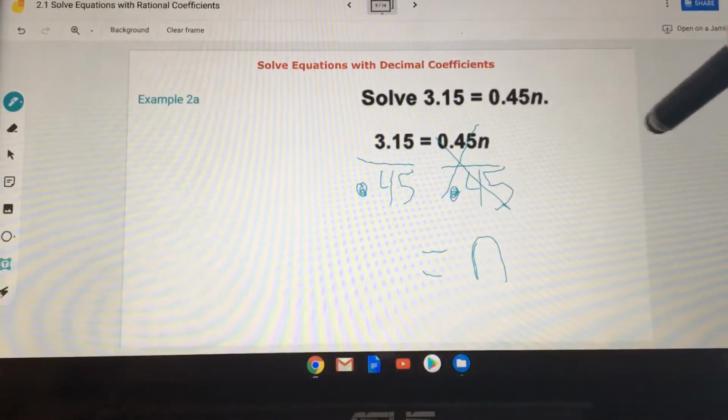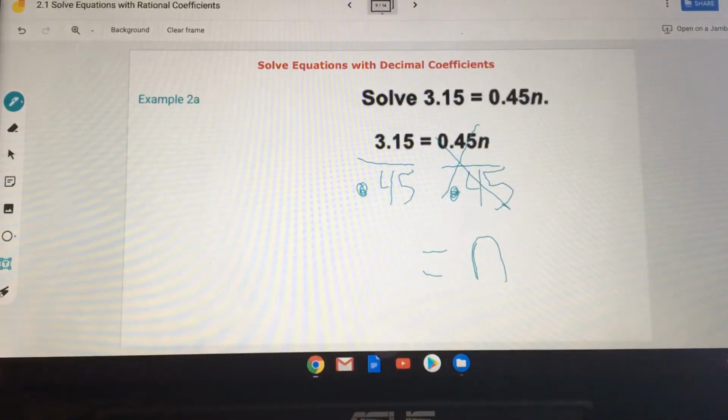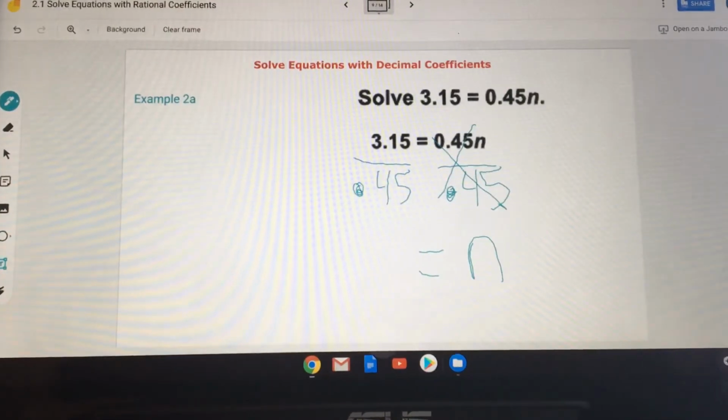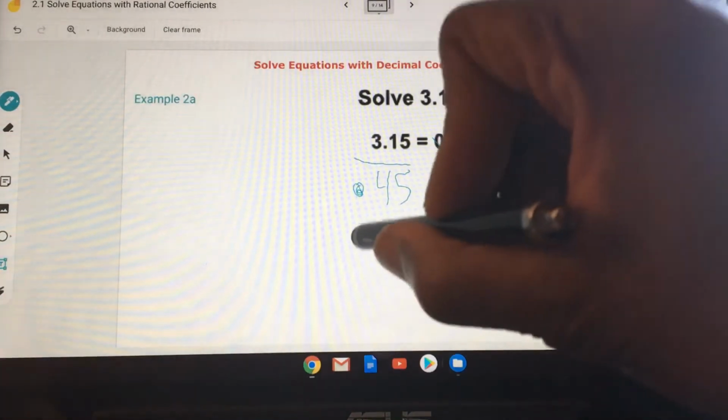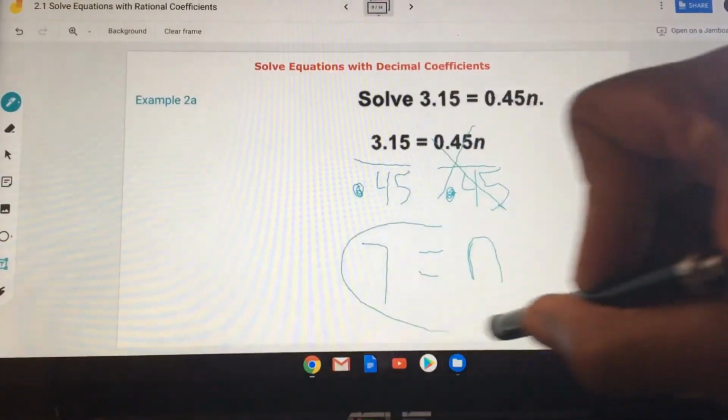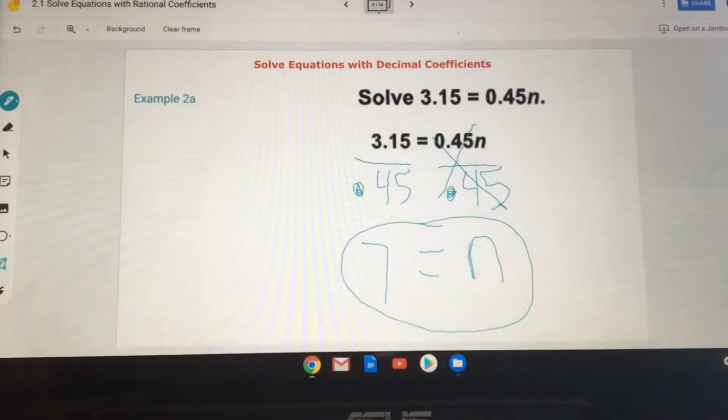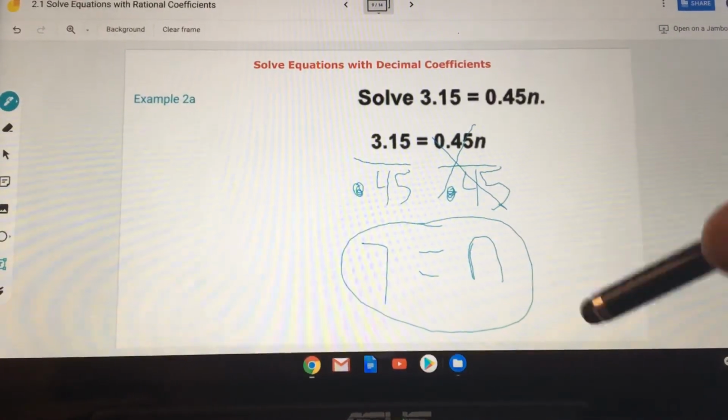Equals. Then you can get a calculator. I don't mind if you use one. I'm going to get one. So I'm letting you know it doesn't matter if you do. And then you can type in 3.15 divided by 0.45, and you will get a whole number 7. So n equals 7.